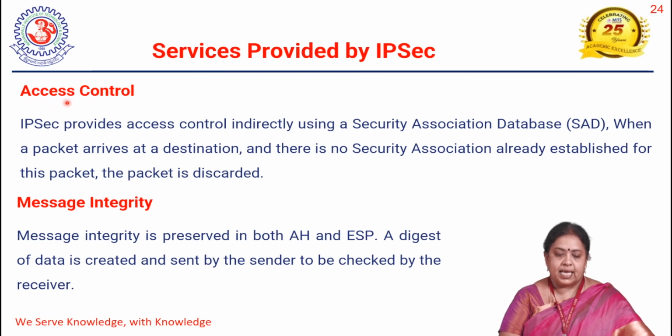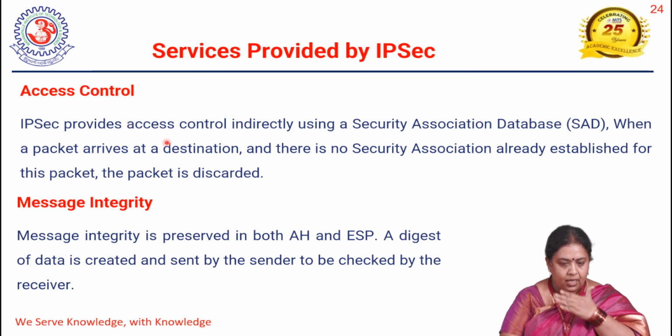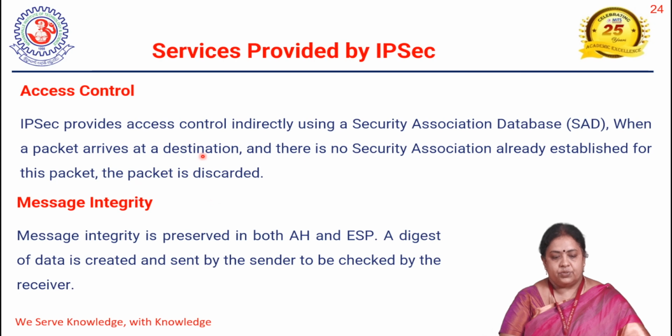One is access control, and the next is message integrity. So what do we mean by access control? It means IPSec provides access control indirectly. How can access control be provided? By using the security association database. When a packet arrives at the destination and there is no security association already established for the packet, then the packet will be discarded. Access control means who has access to the data. That is provided by using the security association database.